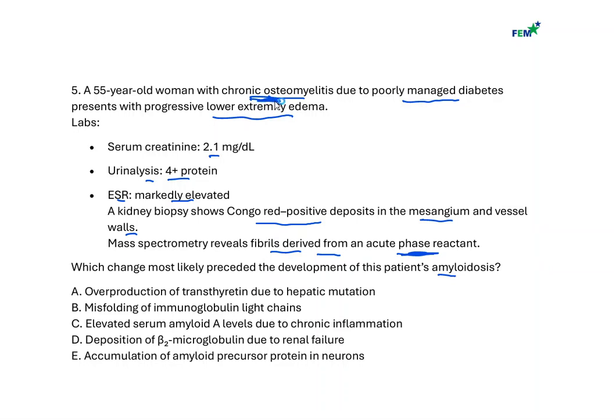With this chronic osteomyelitis, like we mentioned, with chronic inflammation, there's release of acute phase cytokines, which stimulate the liver to make acute phase reactants, and that acute phase reactant is serum amyloid. So the best answer there would be C. So elevated serum amyloid level due to chronic inflammation. So we've come to the end of today's lecture.